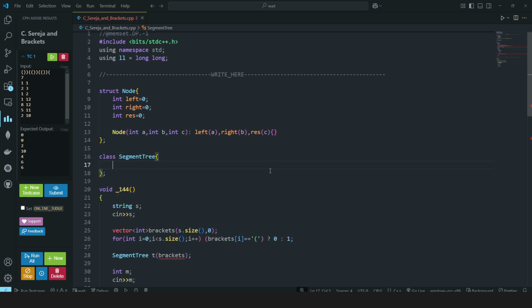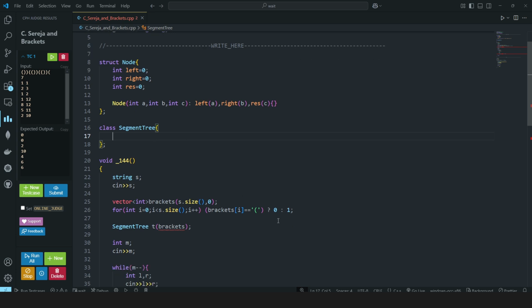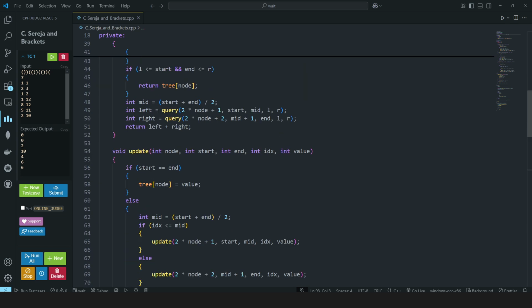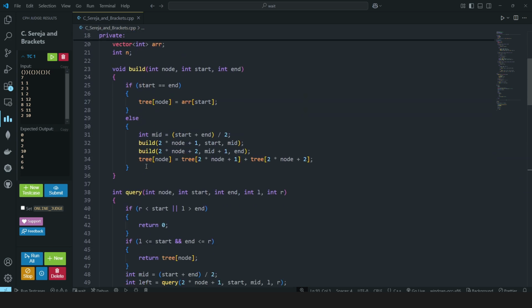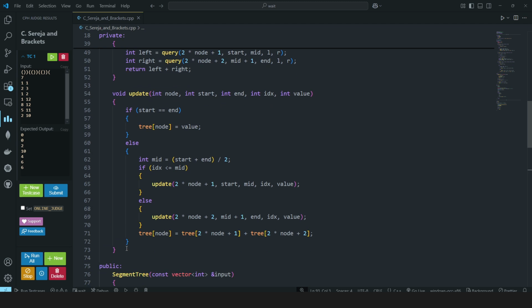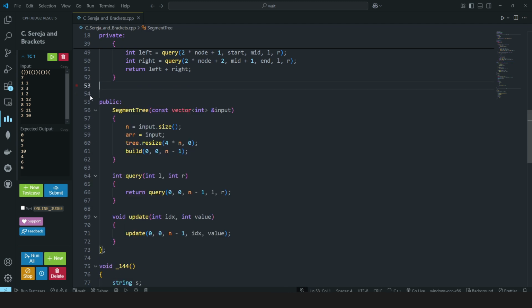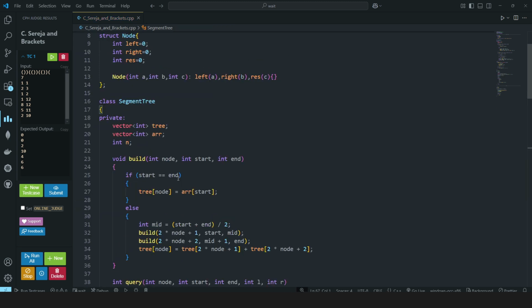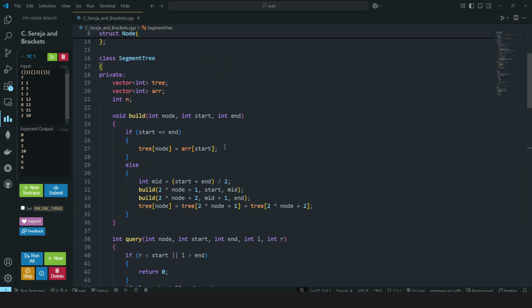Now let me copy the standard segment tree template here, and then I will modify that. This is my standard segment tree template, which supports mainly 3 operations: build, query and update. And as we saw, we don't need this update function at all in this problem. We only need query and build. So let us now start modifying our code.